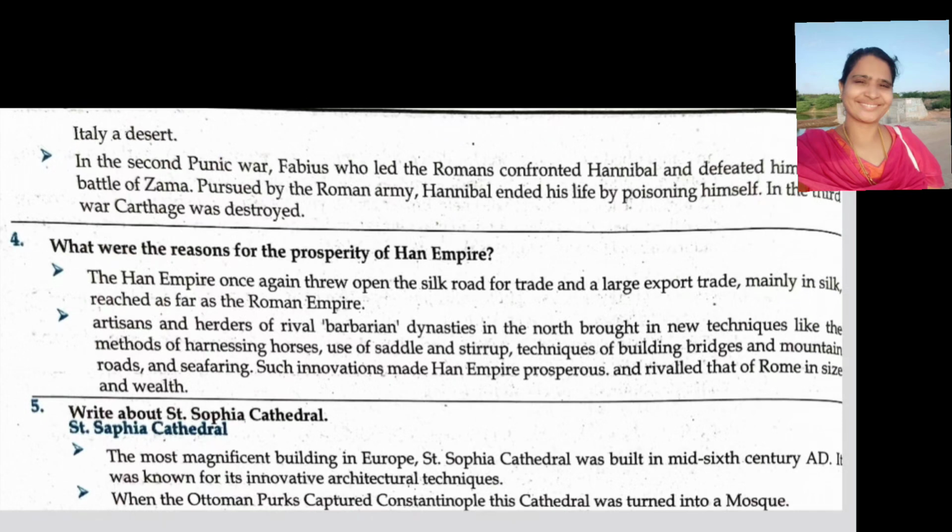Fifth question, children. Write about Saint Sophia Cathedral. Saint Sophia Cathedral, the most magnificent building in Europe, was built in the mid-16th century AD. It was known for its innovative architectural techniques. When the Ottoman Turks captured Constantinople, this cathedral was turned into a mosque.